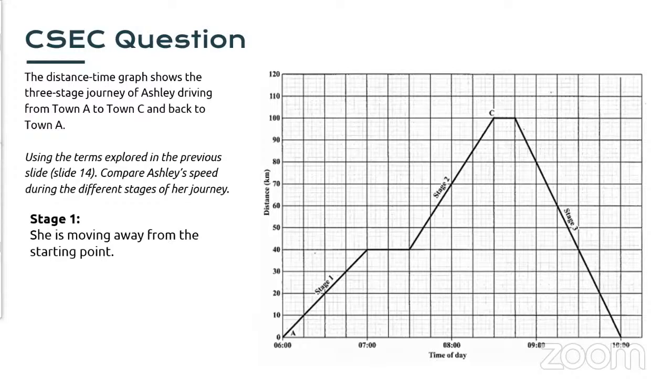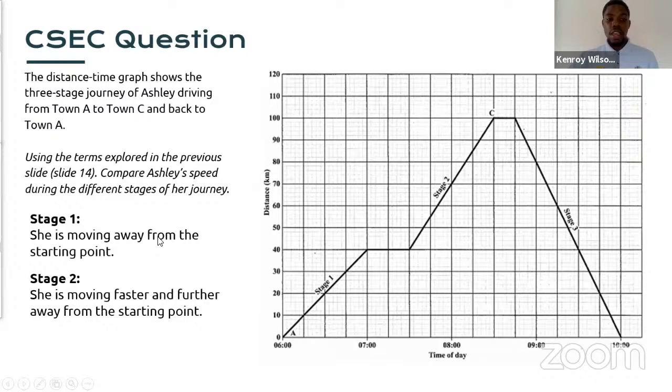Okay. So here we realize that there's an increase in speed, not just by the mathematical values, but as indicated by the slope or the steepness of the lines. So here we have two ways to corroborate her going faster in stage two. Let us bring up that description right now on screen for stage two. We realize in stage two that she is moving faster, and the line is also increasing in height. So she is going further and further away from where she started, right?